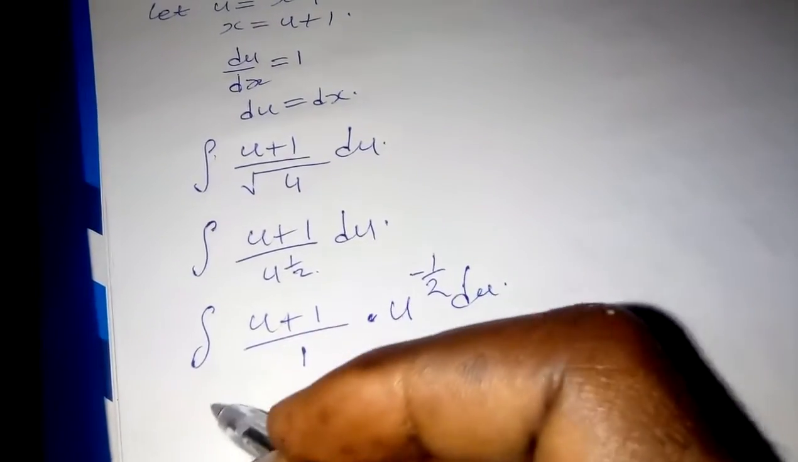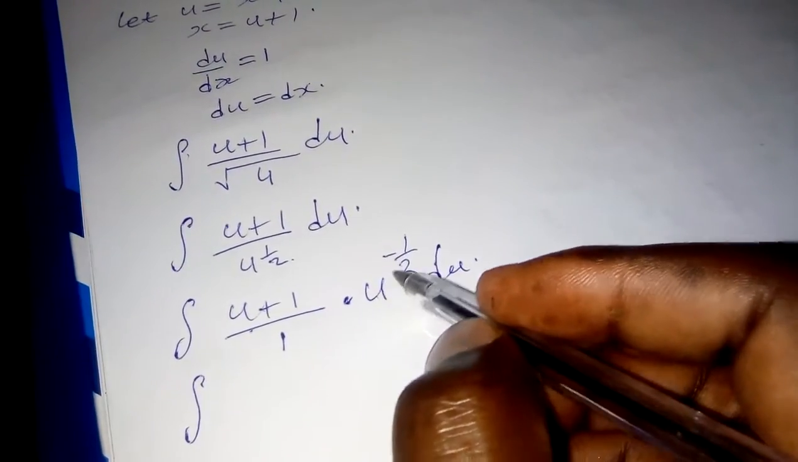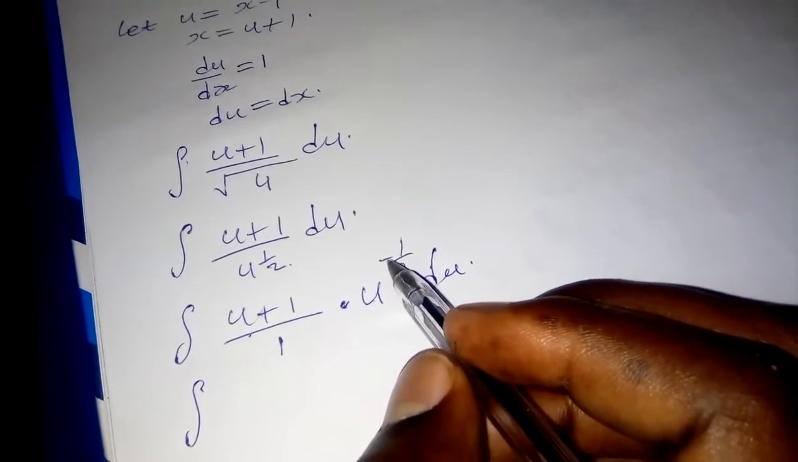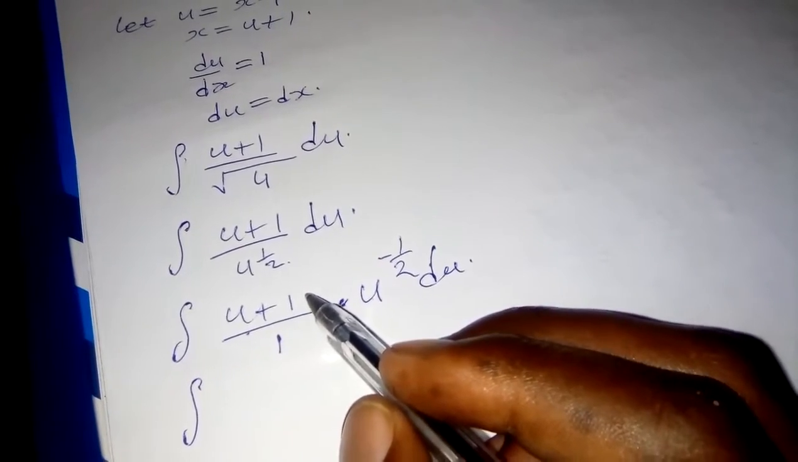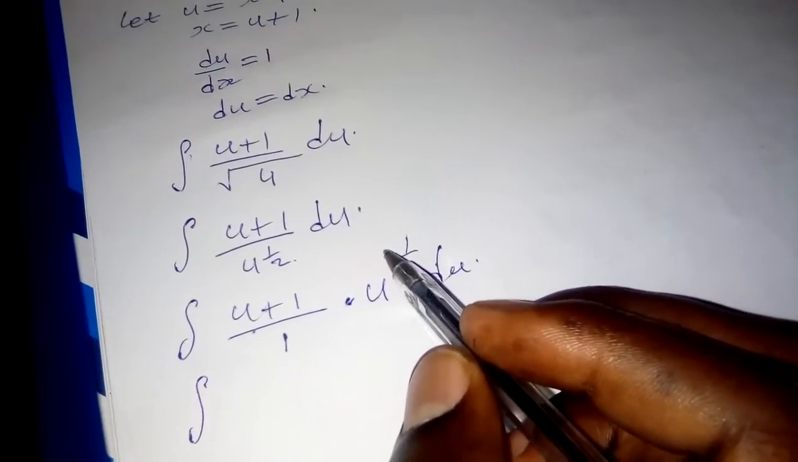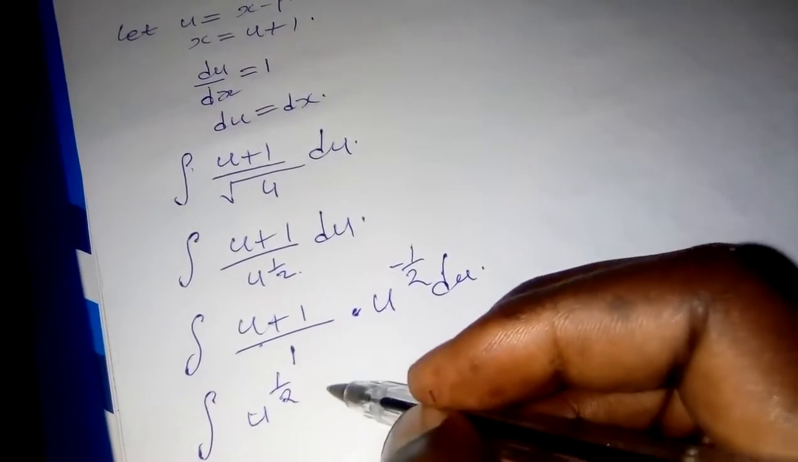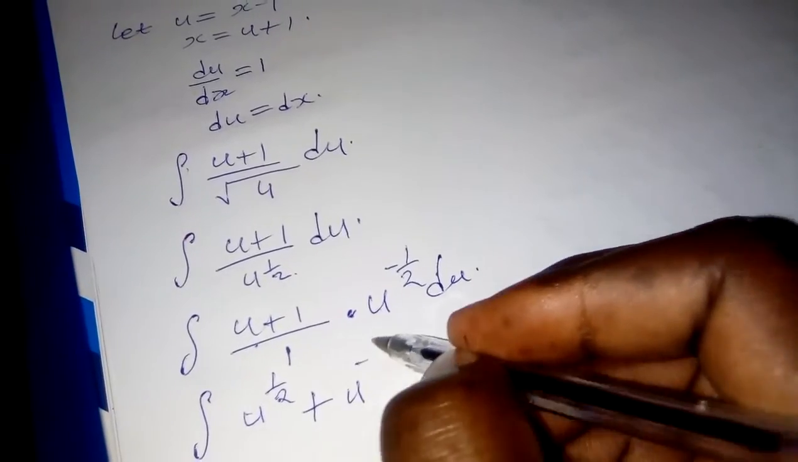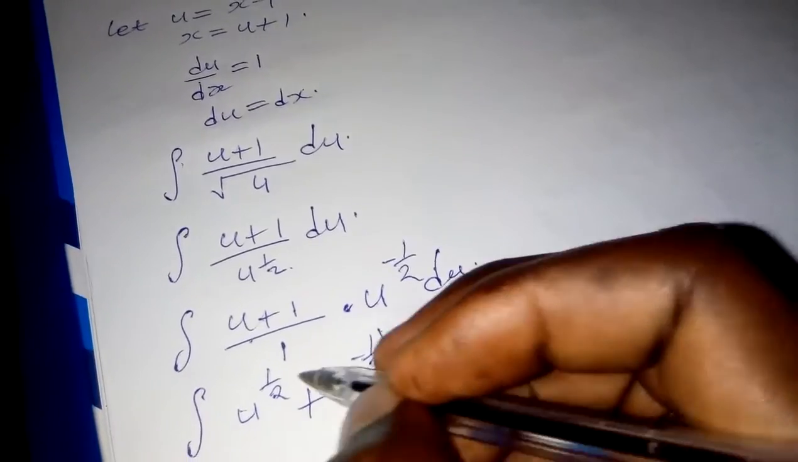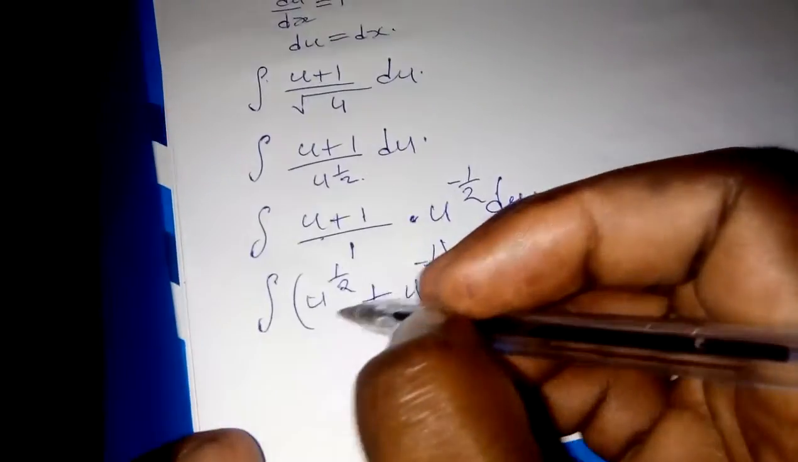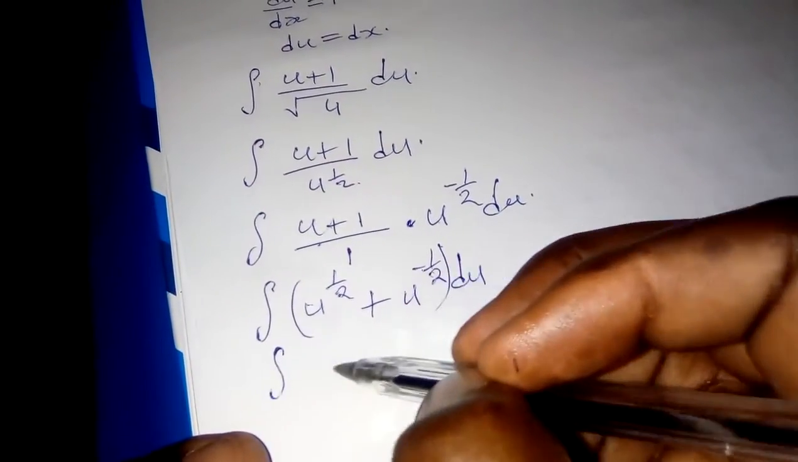When I multiply this, I'm going to have u times u to the power negative half. I'm just going to add the powers since the bases are the same. When I add 1 plus negative half, I get positive half, then plus u to the power negative half when I multiply by 1. So du, of course this is supposed to be in brackets. Now it's just a matter of integrating this.